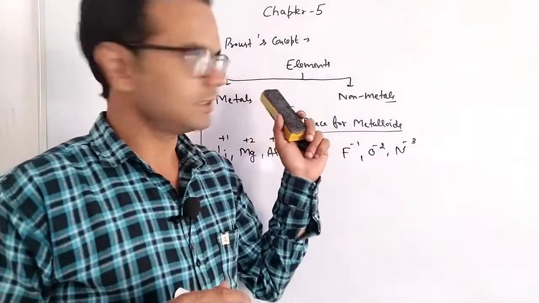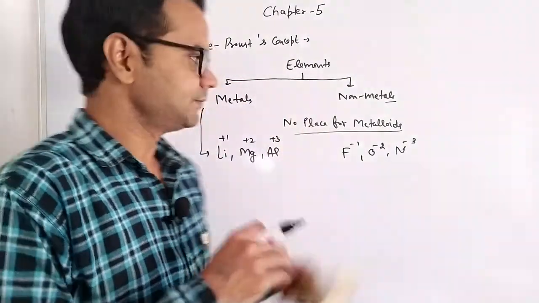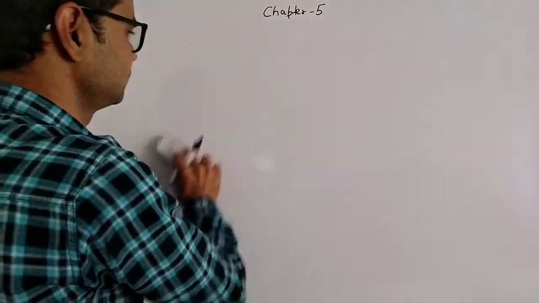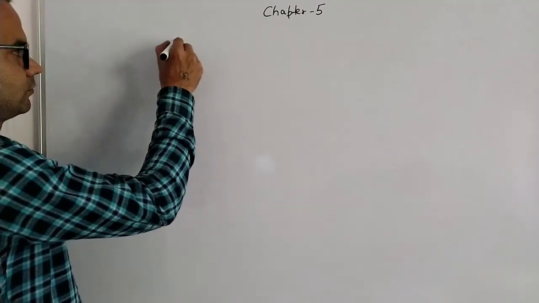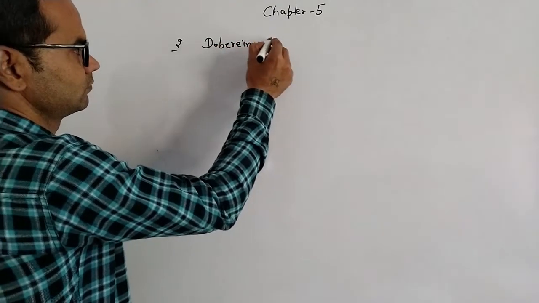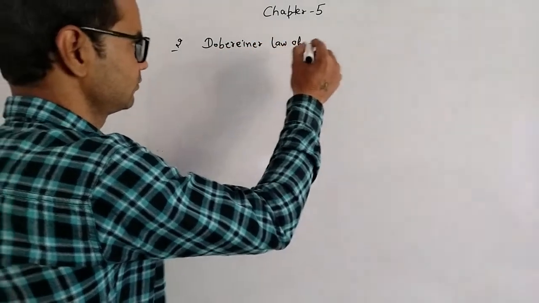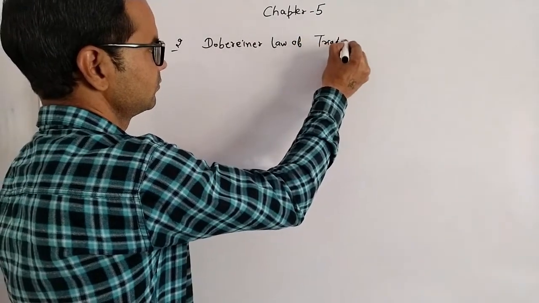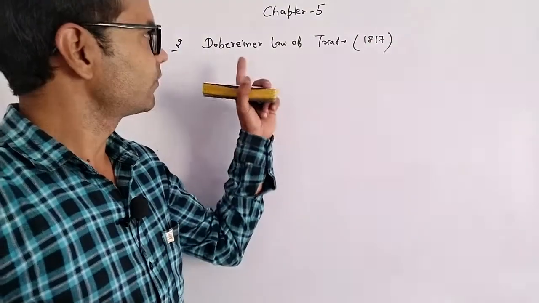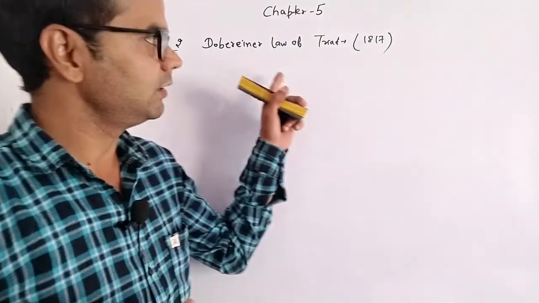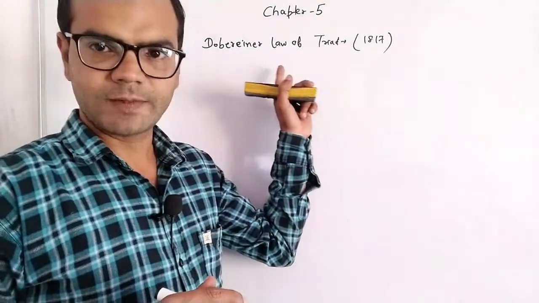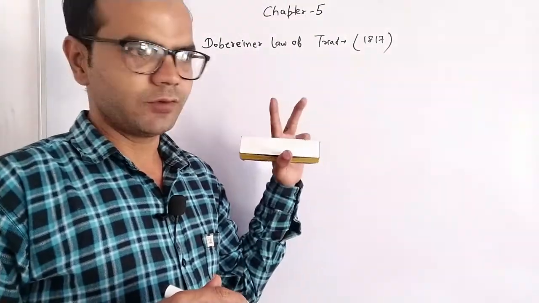After this, there is a second law, Dobereiner's law of triad. After the first attempt, second, Dobereiner's law of triad. He introduced the concept of triad in 1817. According to Dobereiner's law of triad, elements are arranged in a set of three elements.